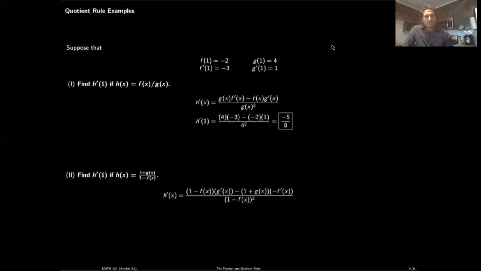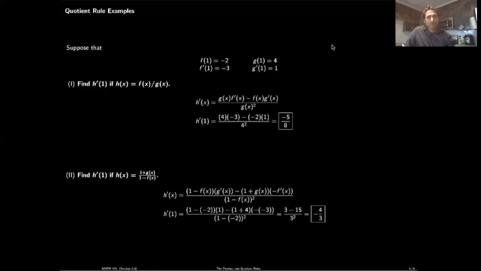Which is basically this. And now, since I need to compute h prime at 1, I will replace x by 1 in my formula and then do these calculations. So when I calculate this, it turns out to be -4/3. You should verify this calculation by yourself.